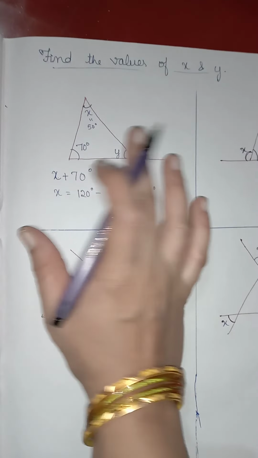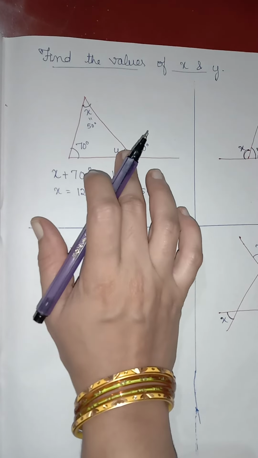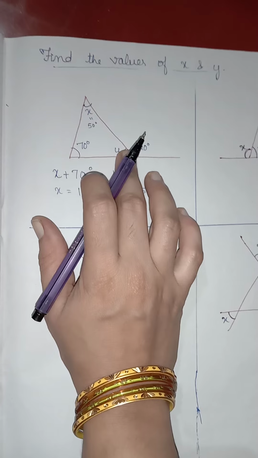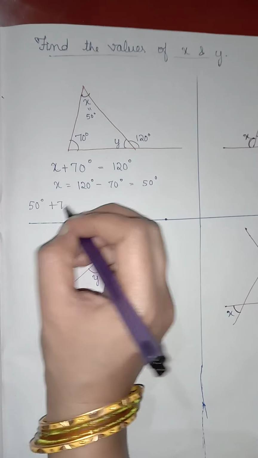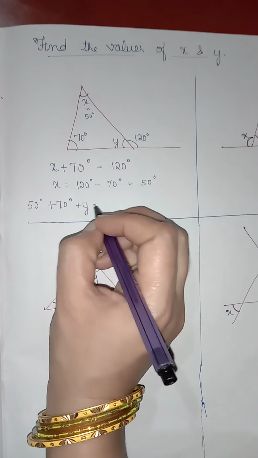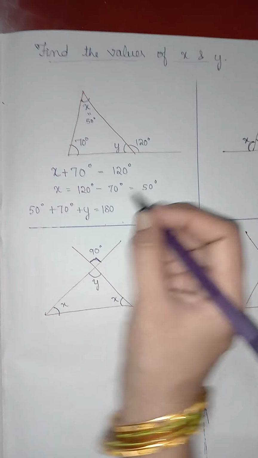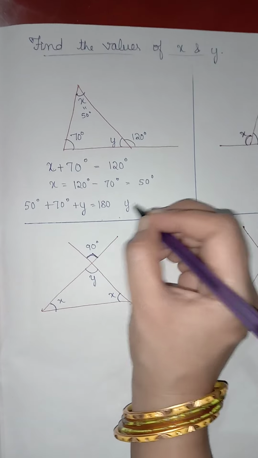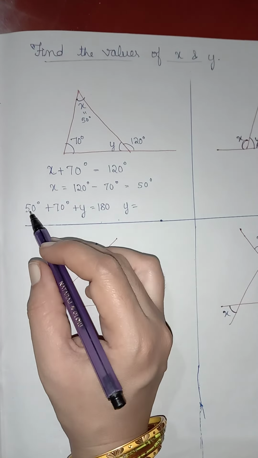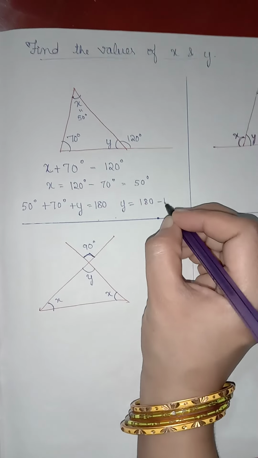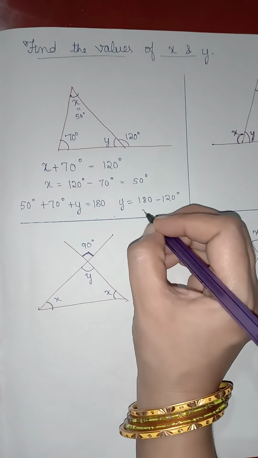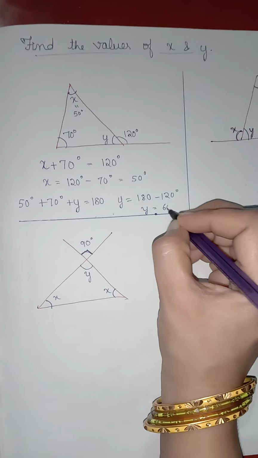Now we know the sum of all three angles of a triangle is 180 degree. So 50 degree plus 70 degree plus y equals 180 degree. 70 plus 50 is 120. Y equals 180 minus 120 degree. So y is equal to 60 degree.